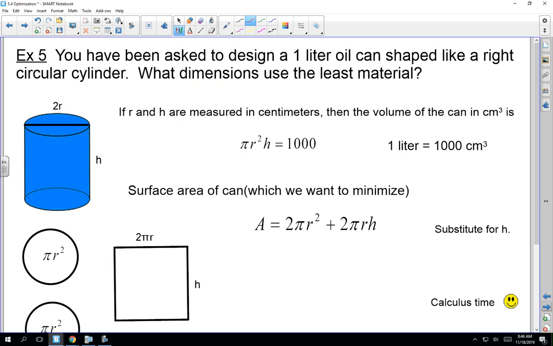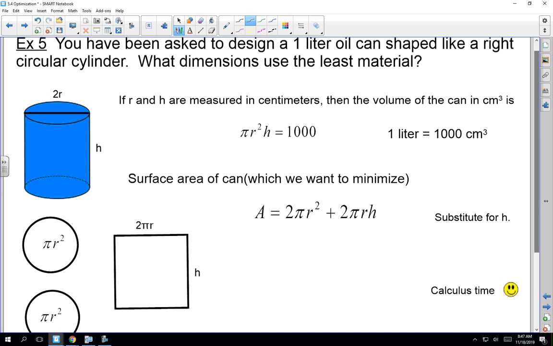But you've been asked to design a 1-liter oil can shaped like a right circular cylinder. So what dimensions use the least material? This time, instead of finding the value x that maximizes the volume, you're finding the values r and h that minimize the surface area of the material you're using when it's all laid out flat. What is this thing made up of? It's made up of 2 circles and then 1 rectangle.